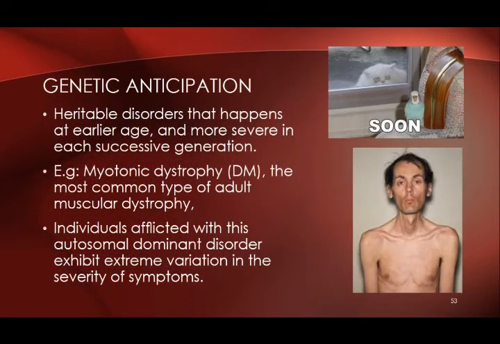Hereditary anticipation: a heritable disorder that happens at an earlier age than expected, and is more severe in each successive generation. For example, DM, myotonic dystrophy, the most common type of adult muscular dystrophy. Individuals affected with this autosomal dominant disorder exhibit extreme variation in the severity of symptoms. Some people get it light, some medium, some heavy, and some cannot even live because their muscles just fail.